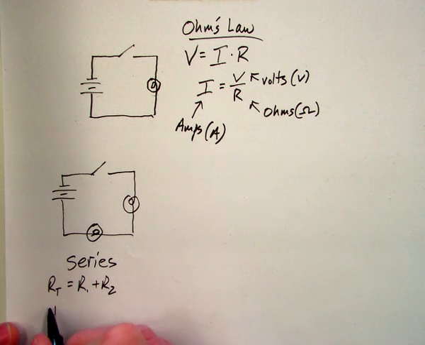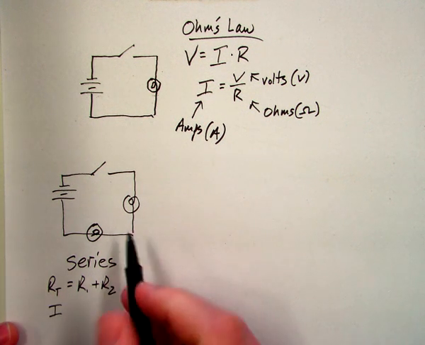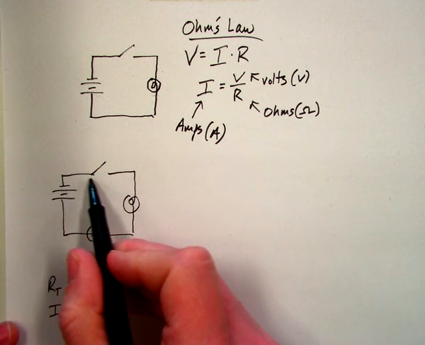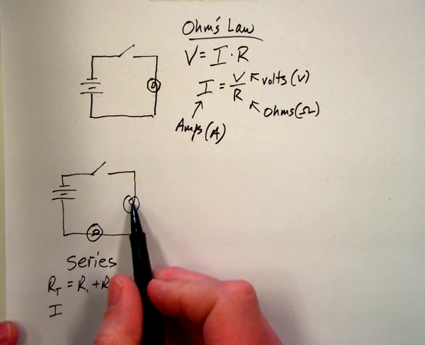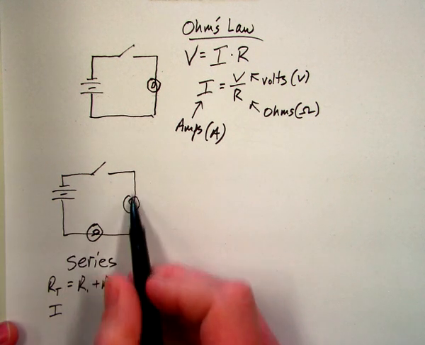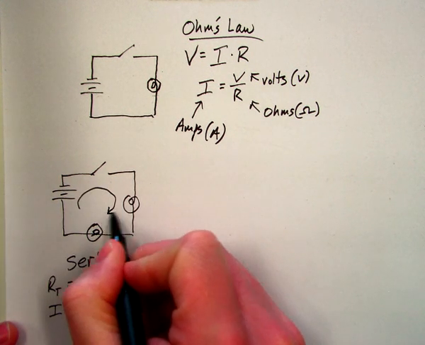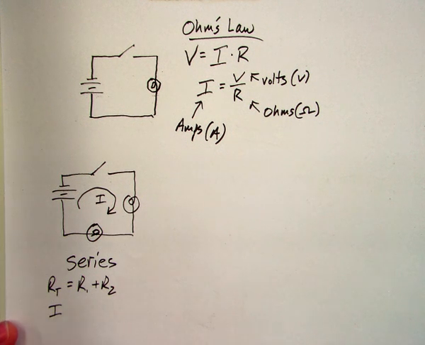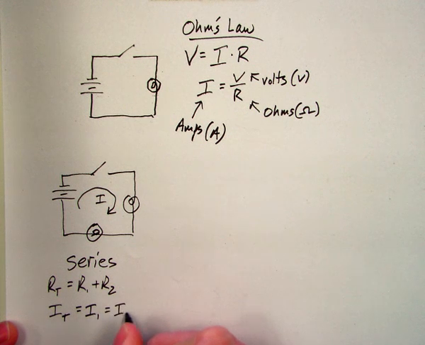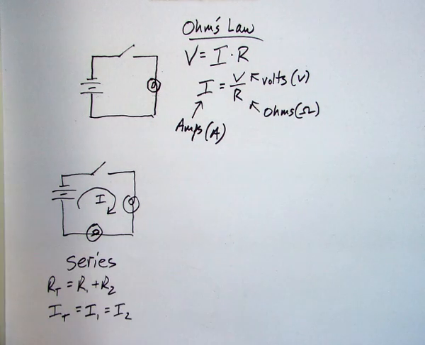The electric current, though, however many amps flow out of this battery, those amps flow through this bulb and through this bulb. The current in this circuit is the same for everything. So the total current is equal to the current through this first object and this second component, and so on. And if there were 15 things all in series, they would all have the same current.